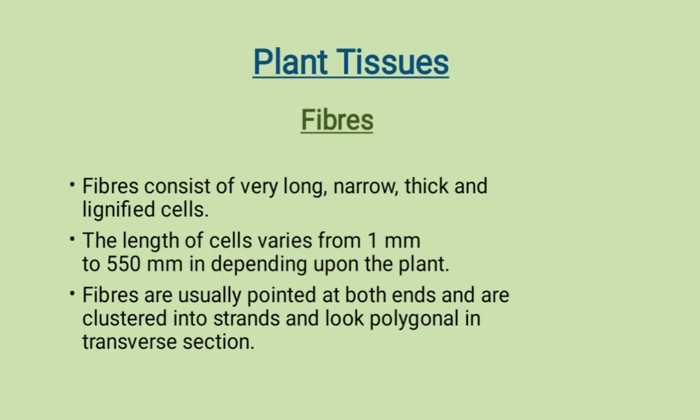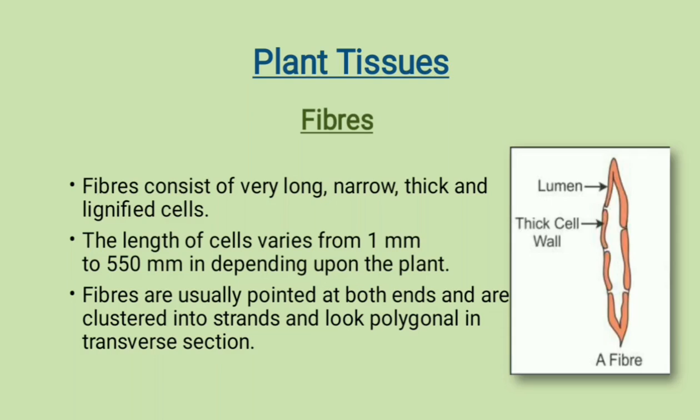The length of the cells varies from 1 mm to 550 mm depending upon the plant where it is situated. The fibers are usually pointed at both ends. In this picture you can see that this is somewhat elongated and both the ends are pointed. This end is pointed and this end is also pointed. So this is the longitudinal section. Whereas when you see these cells in transverse section, they look somewhat polygonal in shape.